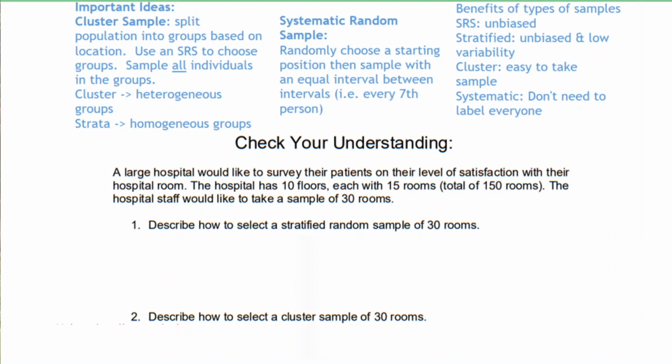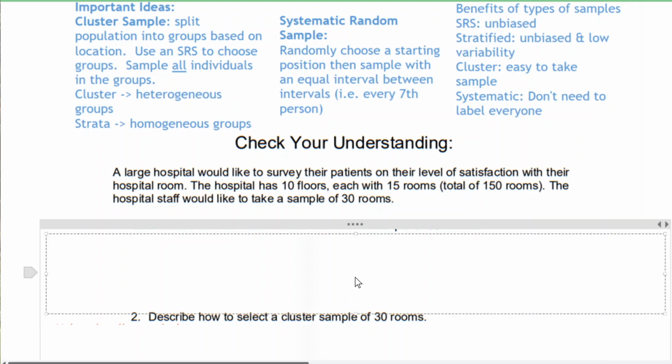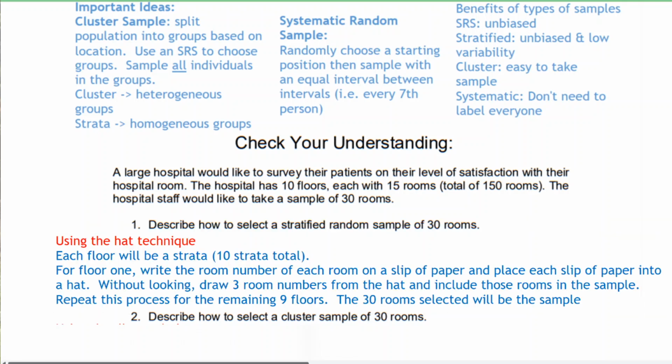So number one, let's describe how to take a stratified random sample of the 30 rooms. Okay, well, I can already see that perhaps we should make each floor a strata. So if we make each floor a strata, then we would do a simple random sample from each floor. Let's take a look at what we have. We're going to use the hat technique, and we're going to have each floor as a strata.